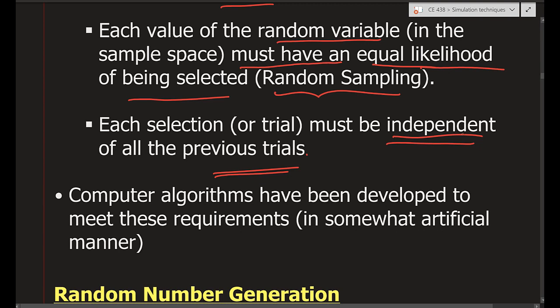Now the question is how we simulate these kinds of numbers using computers. Basically the computer provides algorithms that can be used to generate these kinds of random numbers. Computer algorithms have been developed to meet these two requirements, in a somewhat artificial manner. This means the computer algorithm does not generate exact or precise random numbers, because there is an underlying algorithm and the numbers are coming from that algorithm.